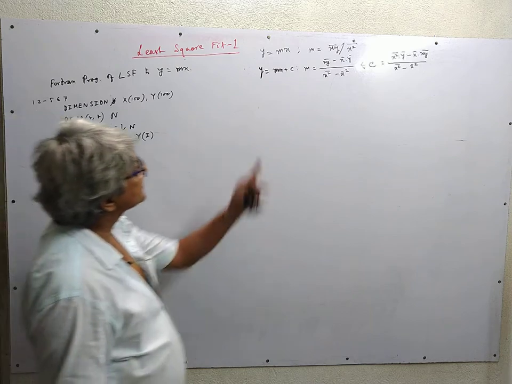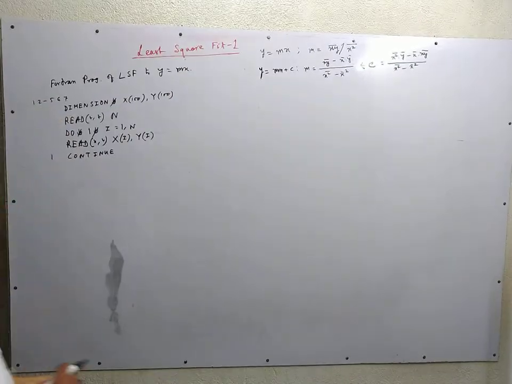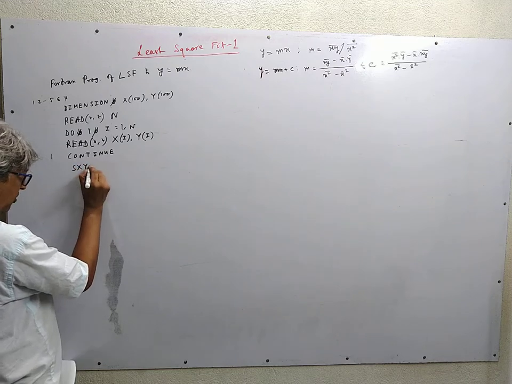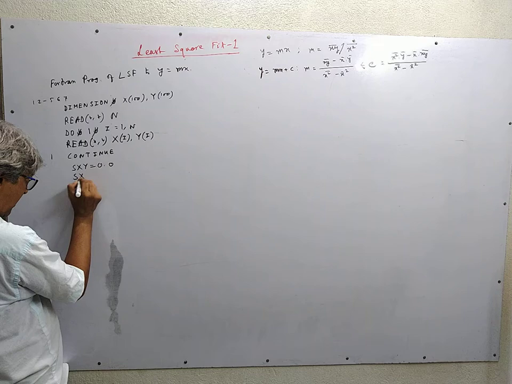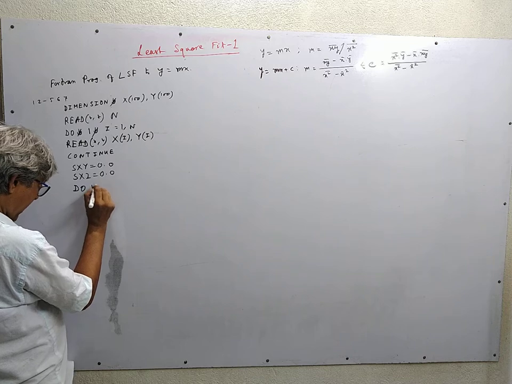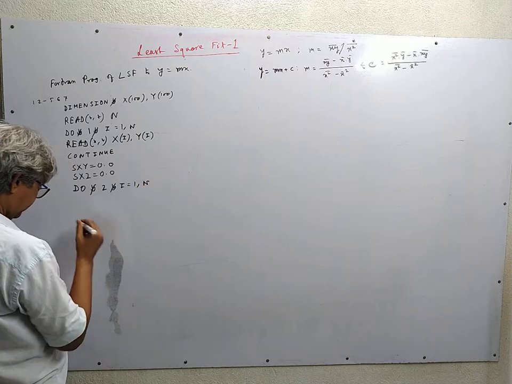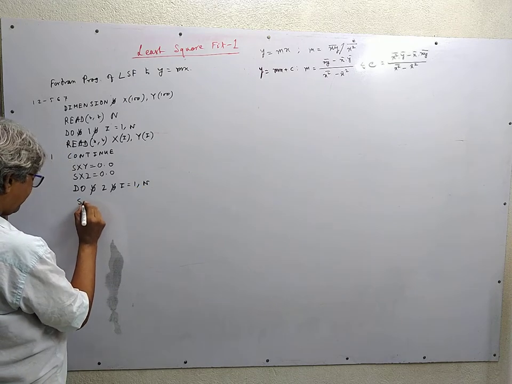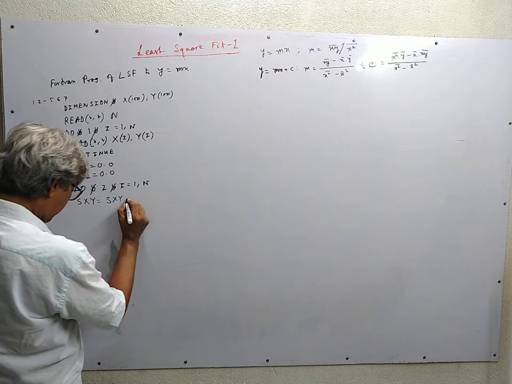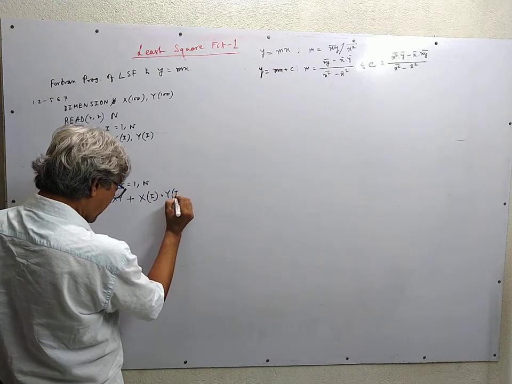If we want to fit this data to this, then we have to calculate two averages, xy average and x square average. So the initialization: sxy, this is sum of xy, is 0.0, sum of x2 is equal to 0.0. Then come to do 2 I is equal to 1 to n. Sxy is equal to sxy plus xi star yi.